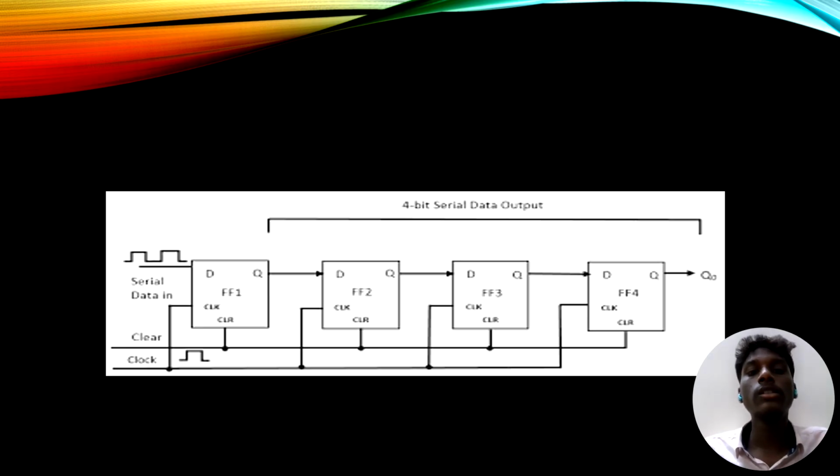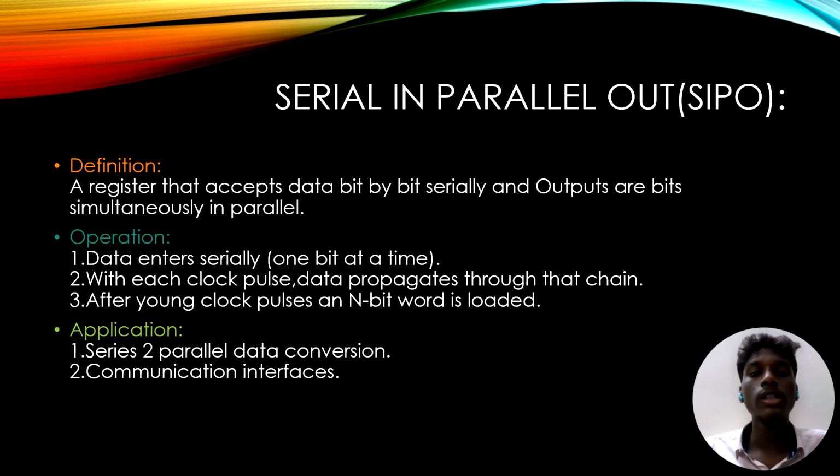The circuit is a 4-bit SISO shift register. It consists of 4 D flip-flops connected in cascade. Data enters serially and shifts right with each clock pulse. It outputs data serially as well, one bit at a time. Now we will see the serial in and parallel out.